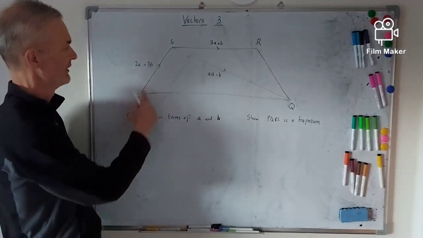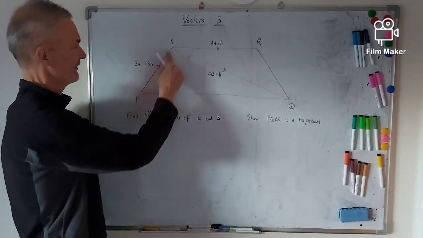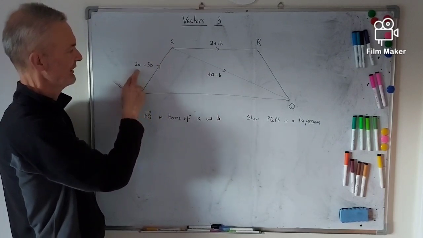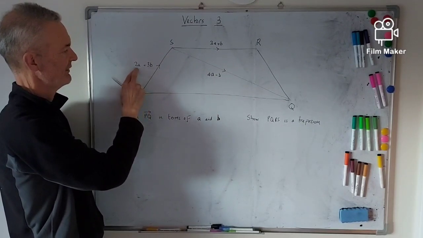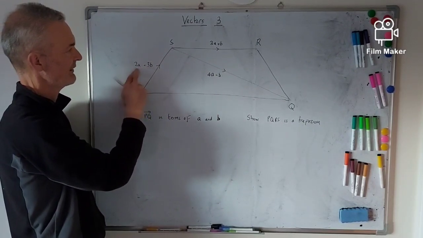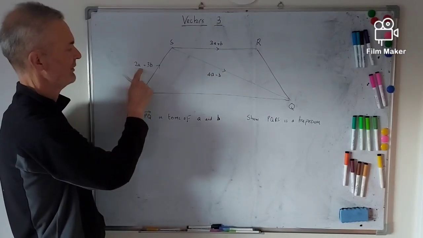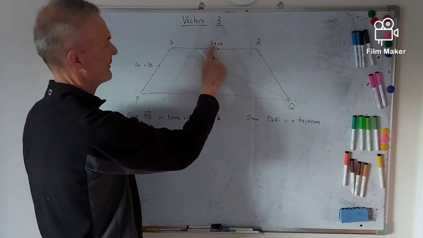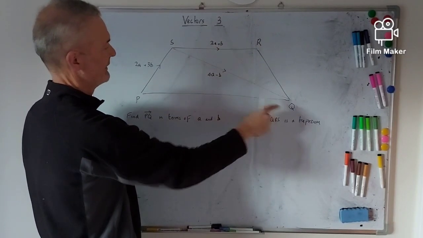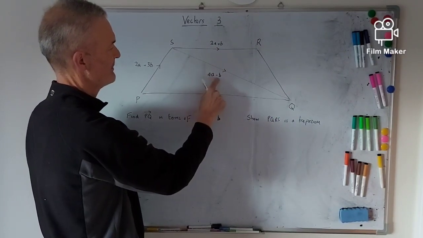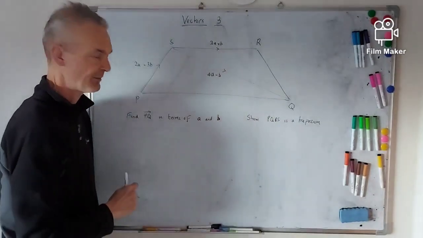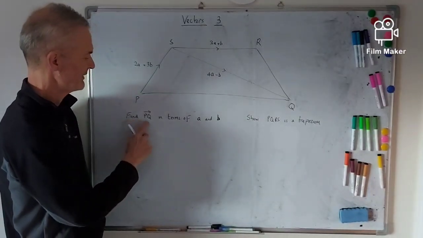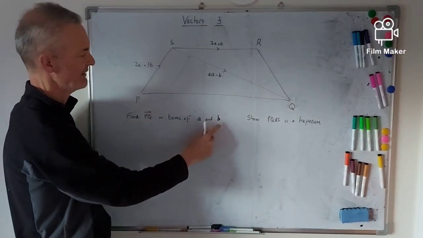We've got some of the vectors labelled for us. This time they're given as two parts; all of them have got two parts. So 2a plus 3b is this vector. S to R is 3a plus b, and S to Q is 4a minus b. So the first thing we're asked to do is find PQ in terms of a and b.